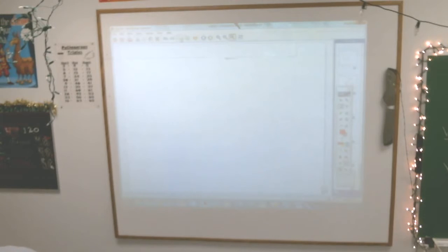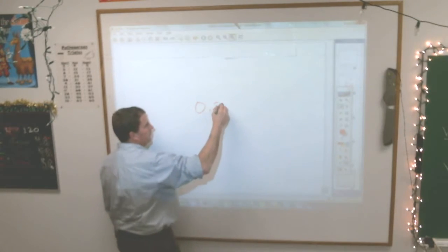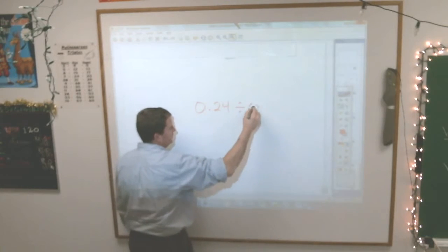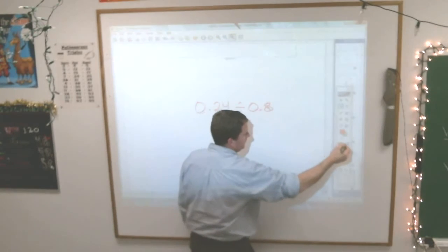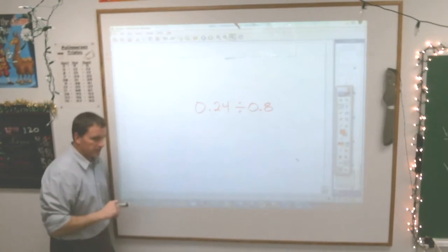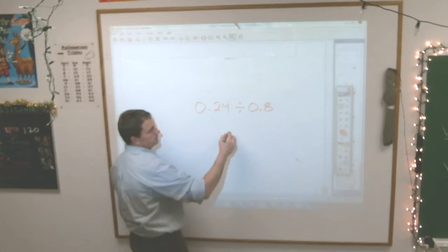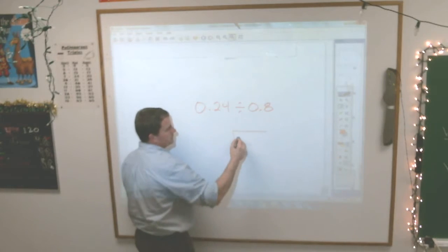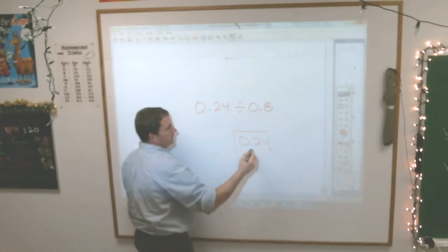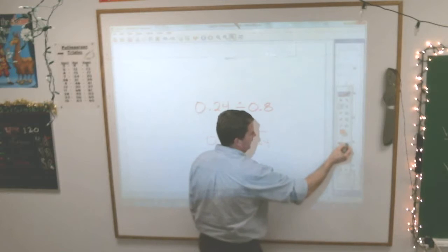So let's do one. 0.24 divided by 0.8. First step is, which one goes outside, which one goes inside? Alex? 0.24 is in the box and 0.8 is outside. 0.24 goes in the box, 0.8 goes outside the box. Okay, now I have it written correctly.